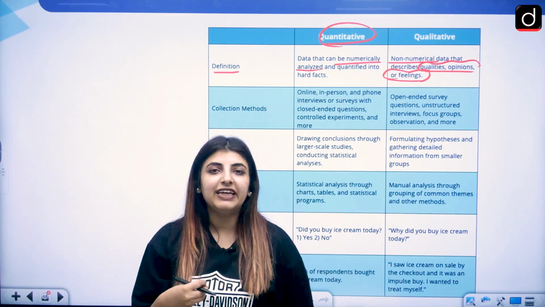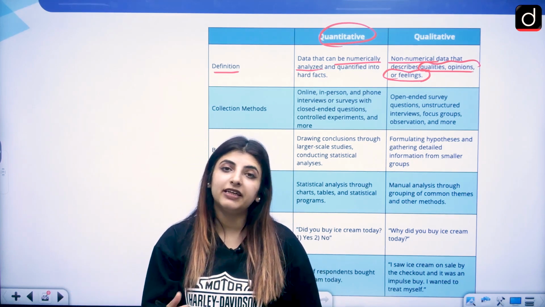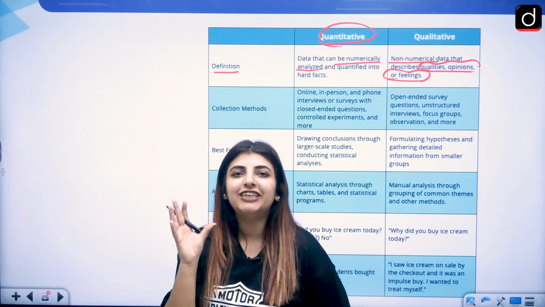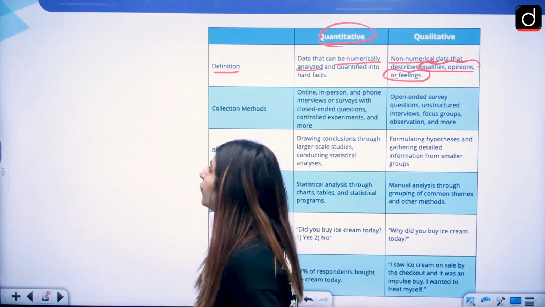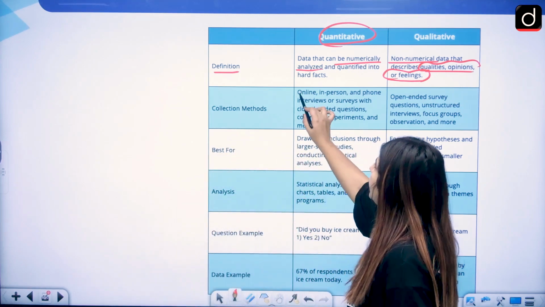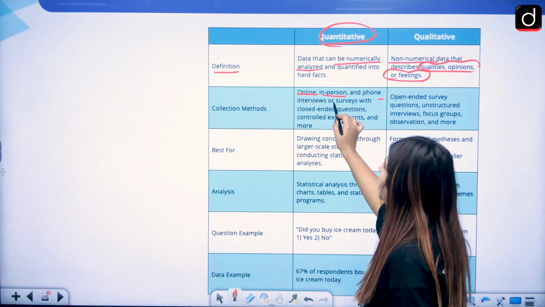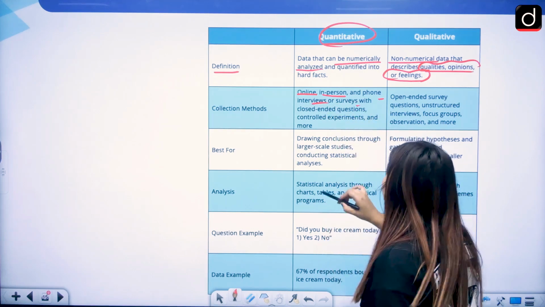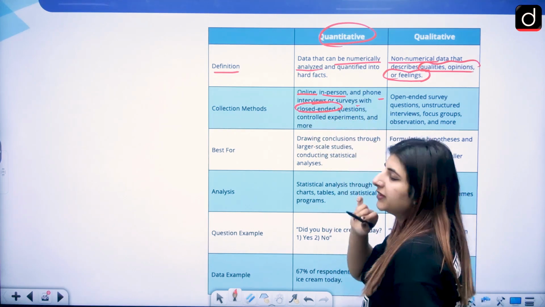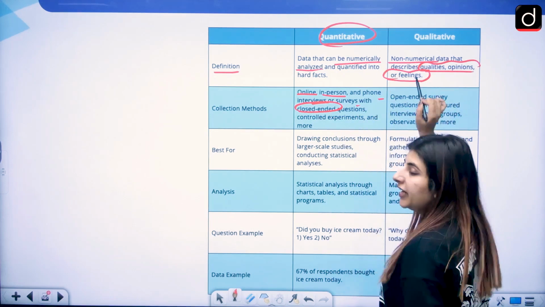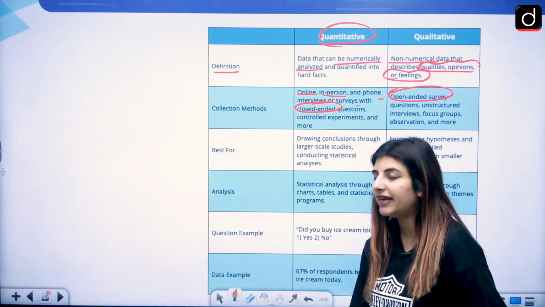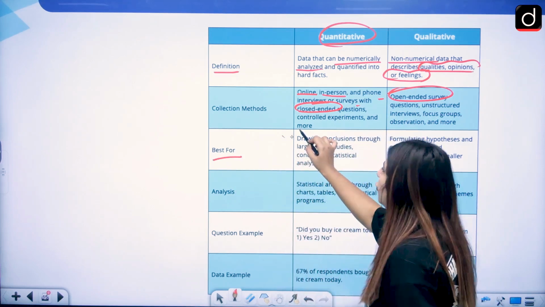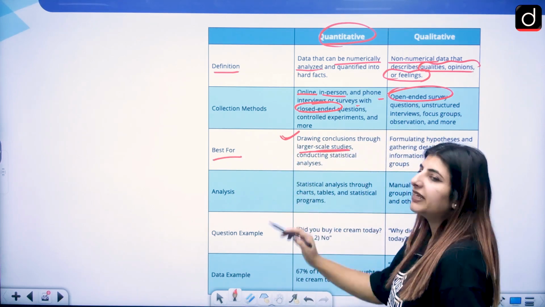So those feelings which are expressed by a person in words is qualitative in nature, because it is describing the feelings that he or she has got. Right? Collection methods: online, in-person, phone interviews, surveys, etc. Right? With close-ended questions. But in qualitative research, open-ended questions, open-ended surveys will be there.